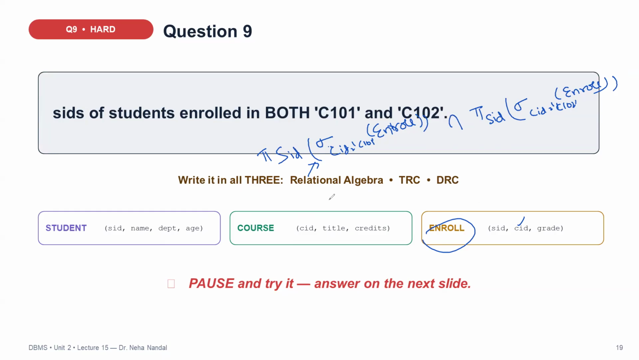Fine. Now in case of TRC, what will happen? It will utilize two there exists for this condition, intersection.